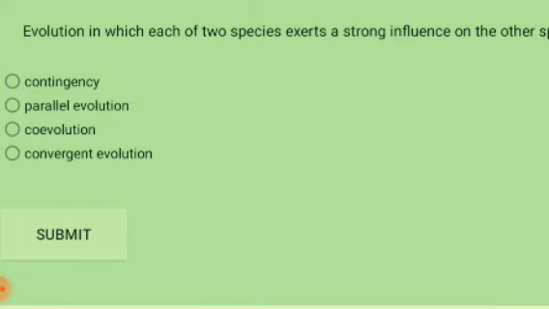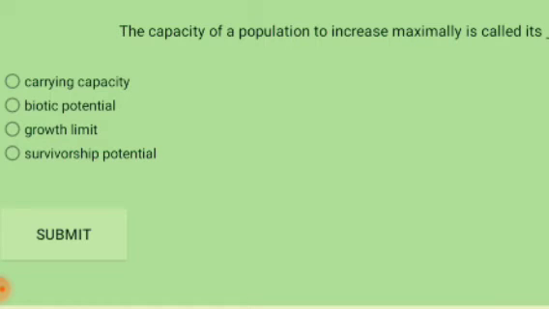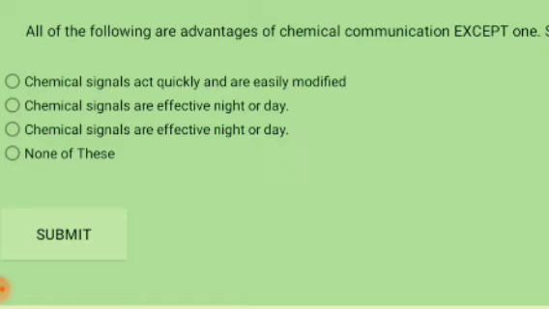Evolution in which each of two species exerts a strong influence on the other is called option A contingency, B parallel evolution, C coevolution, D convergent evolution. So it's actually convergent evolution. The capacity of a population to increase maximally is called its option A carrying capacity, B biotic potential, C growth limit, D survivorship potential. So it's actually option B, biotic potential.